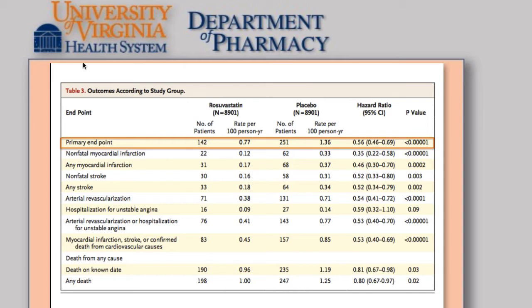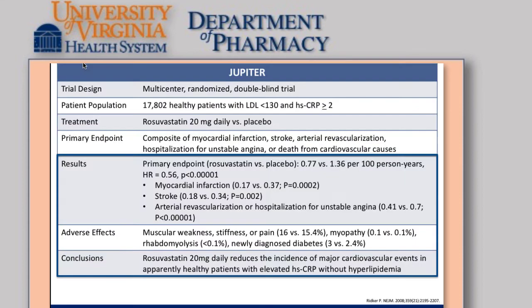Across the board, as you look at the primary endpoint and all the components of the primary endpoint, you see that they're all statistically significant. The only endpoint that is not is the hospitalization for unstable angina. And this overwhelming benefit is why this trial was stopped after 2 years.